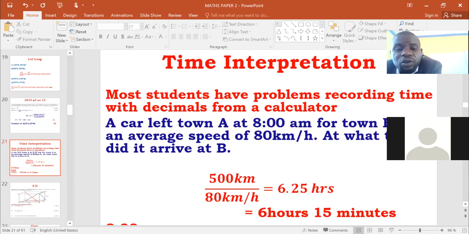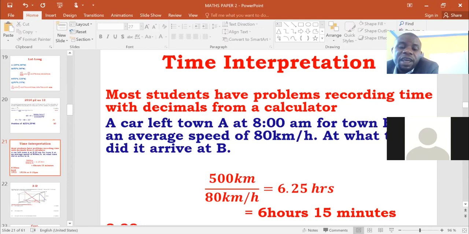So to get the time taken, you divide the distance by the speed. And if you work that in your calculator, you get 6.25. Now, we have observed that most students always record that as 6 hours and 25 minutes, which is not right. If you press 500 divided by 80, you'll get 6.25 displayed. Is that right? The 6.25 is 6.25 hours.